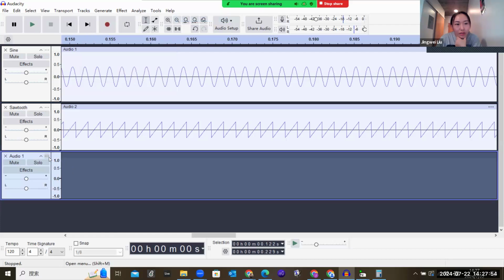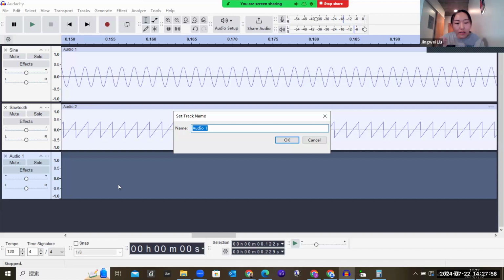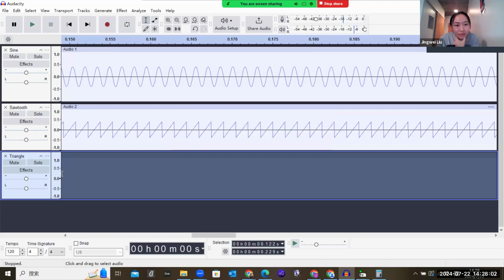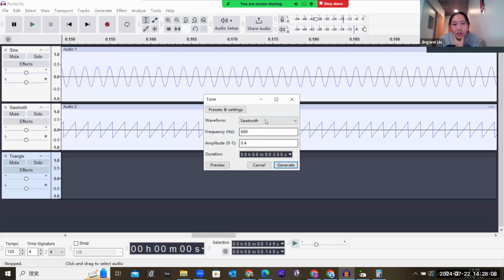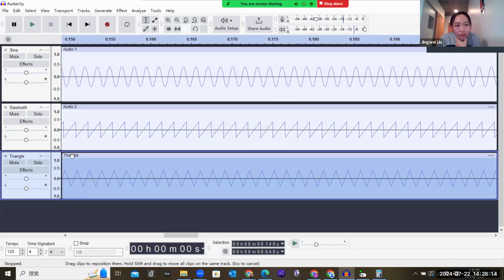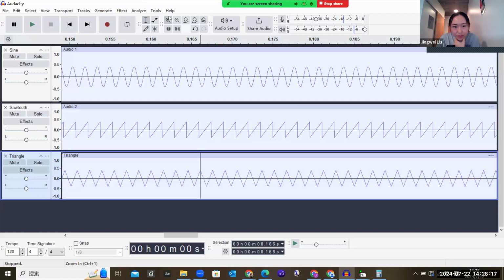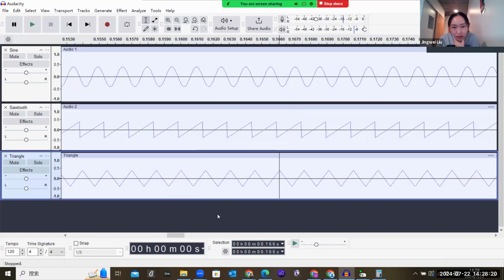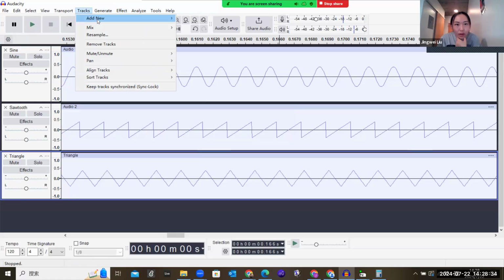Okay, another track. Let's generate a triangle. Okay, the triangle wave, you can see the shape here, right? It's of this triangle shape, up and down, up and down, up and down. And before we hear this sound, let me generate another one, which is a square.